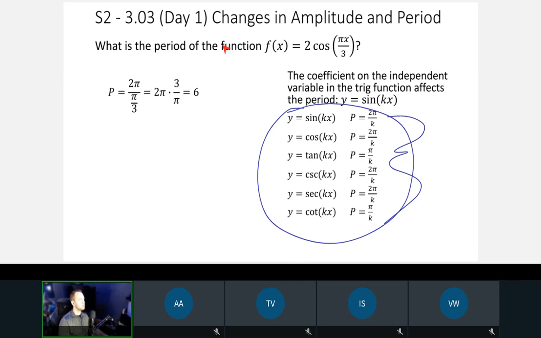All right, this one wants to know the period of the function. Well, here are the formulas to find the period based on if it's sine, cosine, tangent, or whatnot. And we just plug in what's given to us. The k value is whatever's in front of the x, so pi over 3. And then that's how we get 6.